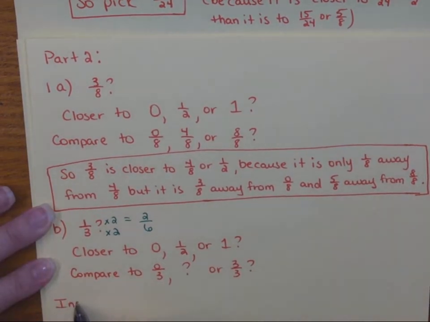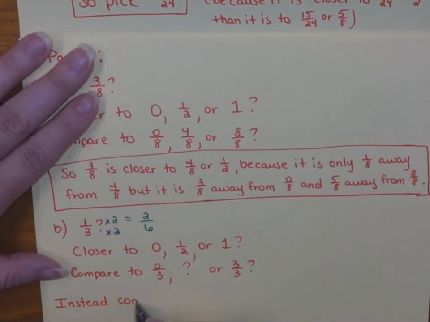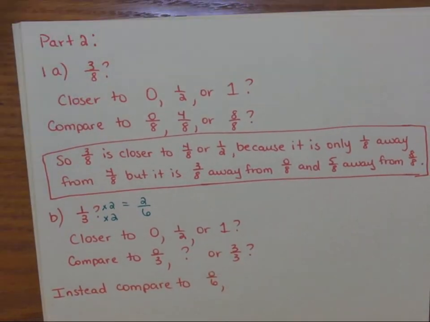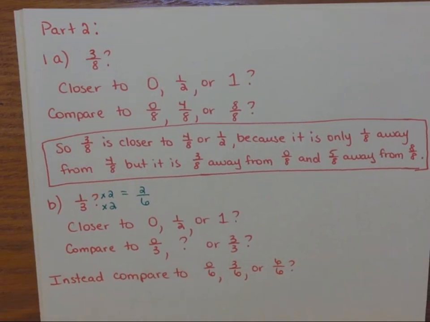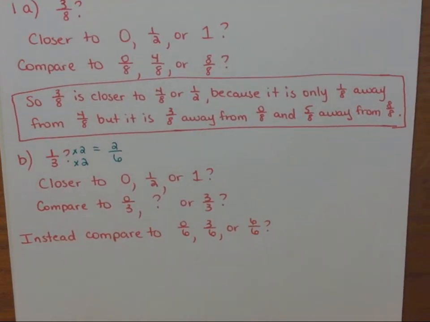Okay, and so now let's instead compare it to something a little more pleasant. So instead we'll compare to 0/6, right? Now we can talk about a half pretty easily, right? How many sixths would it take to make a half? It would take 3 of them, right? Or 6/6 for a whole. Okay, so remember 1/3 is 2/6, so is 2/6 closer to 0/6, 3/6, or 6/6? Okay, so it's closer to 3/6.